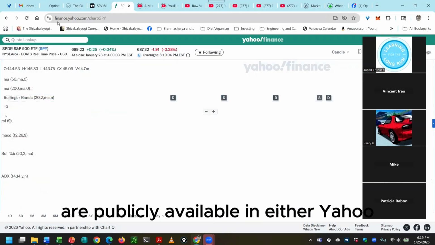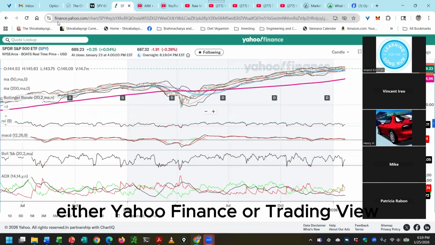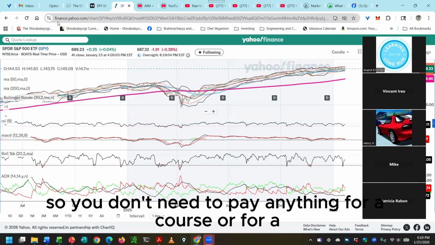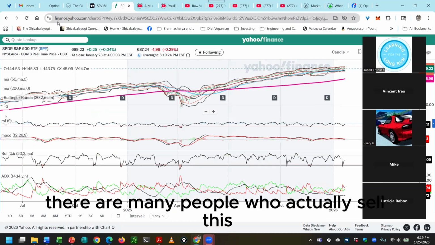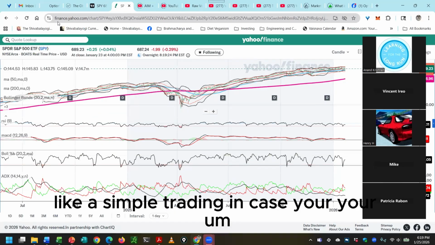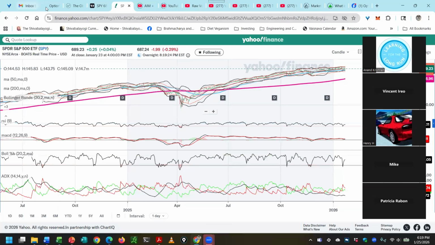The nice thing is most of the indicators here are publicly available in either Yahoo Finance or TradingView. So you don't need to pay anything for a course or for indicators. There are many people who actually sell this, like Simpler Trading, in case you're interested in this.